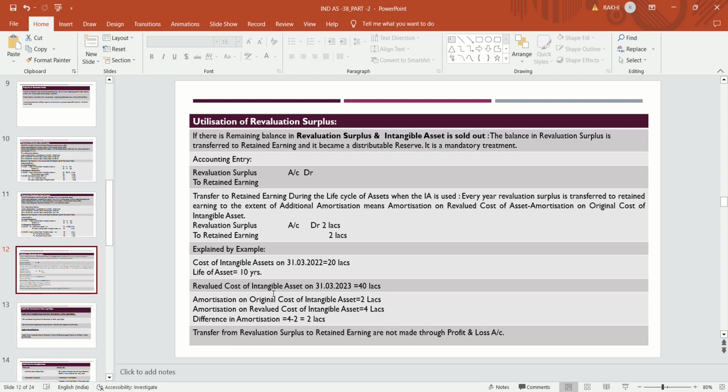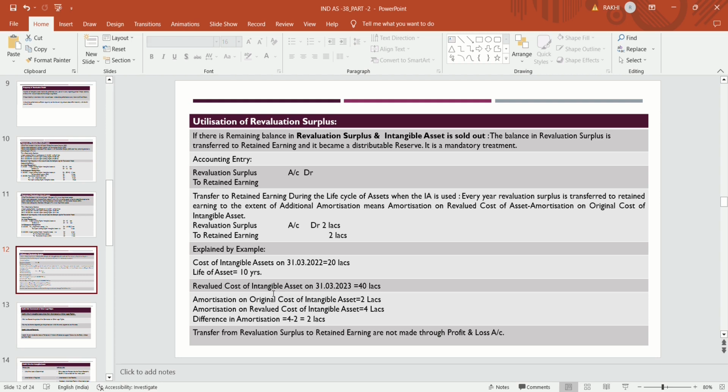Now, utilization of revaluation surplus. At the end of the useful life of that asset, or if there is a disposal, at the time of disposal of that asset, how will the company use the revaluation surplus if it remains in the balance sheet? If the asset is disposed of, then what will the company do with the revaluation surplus? If an intangible asset is sold off and there is a remaining balance in the revaluation surplus in relation to the intangible asset which is sold off, then what will the company do?